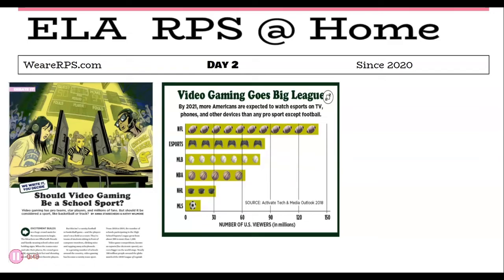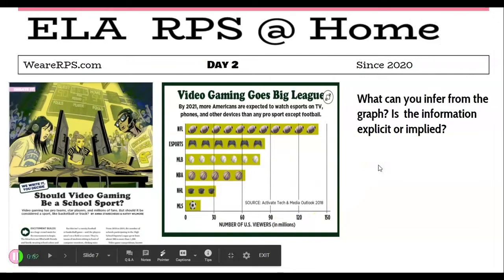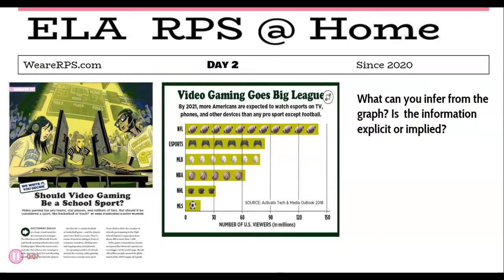It's almost like they're playing a game similar to basketball, or they're competing in the same form as we would watch basketball games. So this makes me infer, based off of those connections and the evidence in the picture, that this article is going to talk a lot about how video gaming is so popular and it should be treated like a sport. So now I need to take a step back and think about, what can I infer from the graph? And is the information explicit or implied?